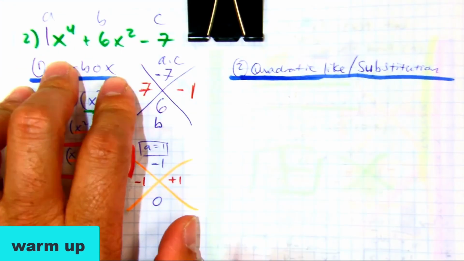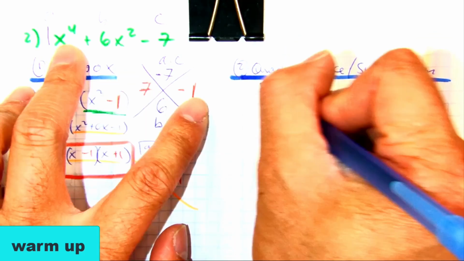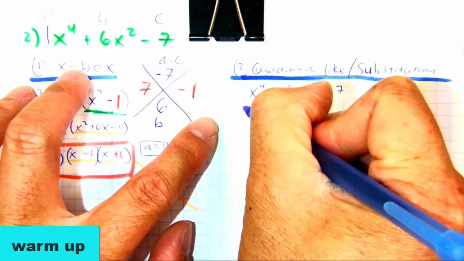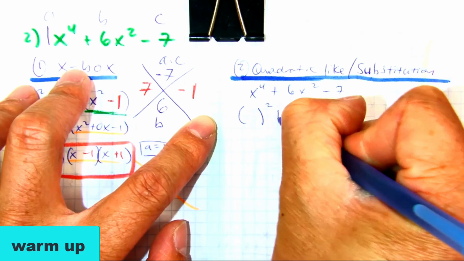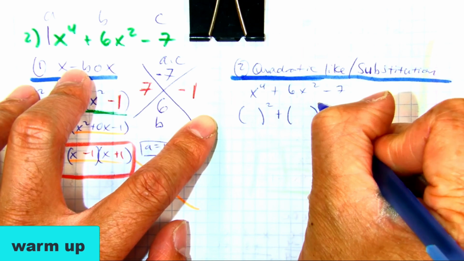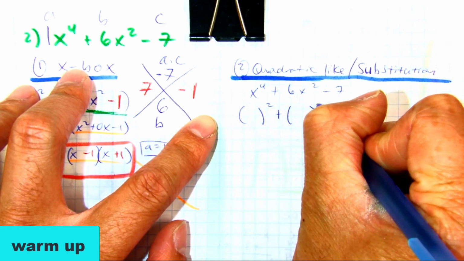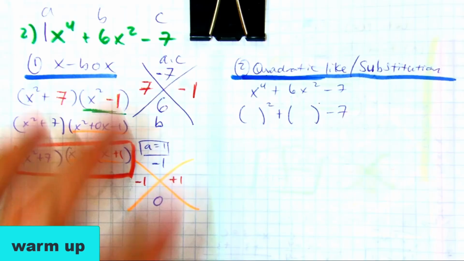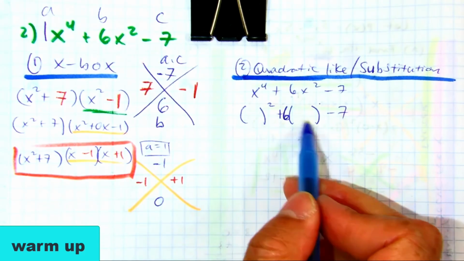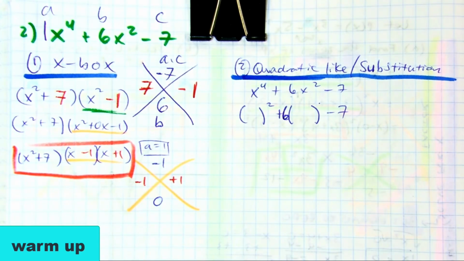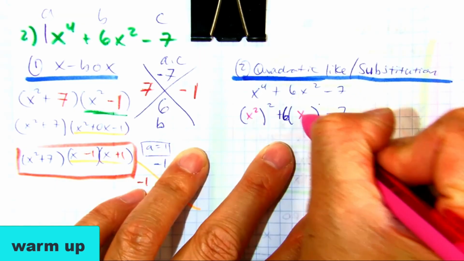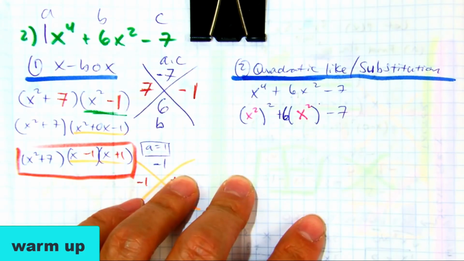So I want to make this quadratic. Let me write the original problem. X to the 4th plus 6x squared minus 7. And if I want to make this quadratic like, I have to put something into the parentheses. Parentheses squared plus 6 parentheses minus 7. Cos, what do you think I can put in the parentheses? And then here we can do our substitution.